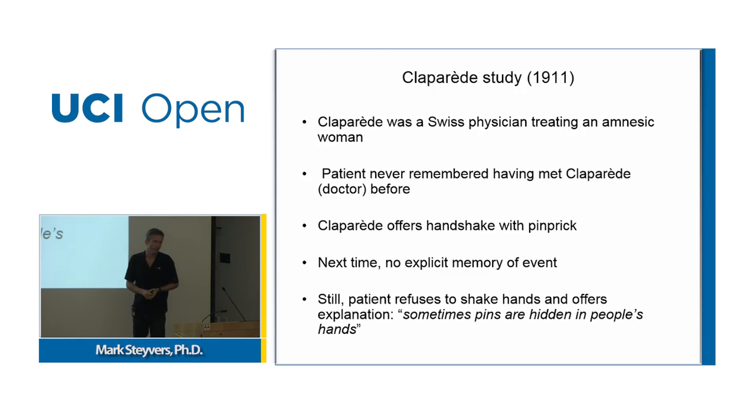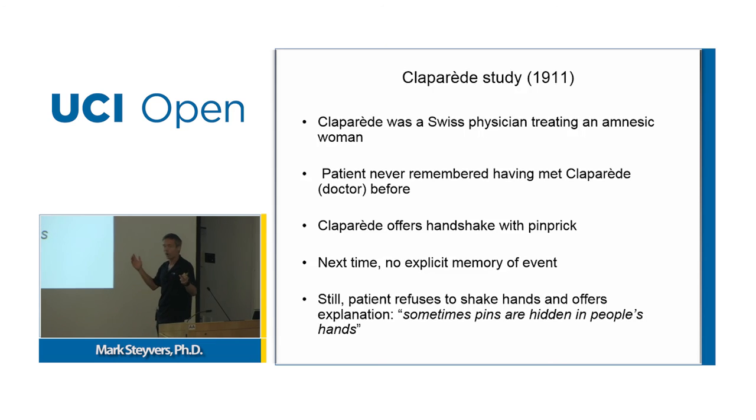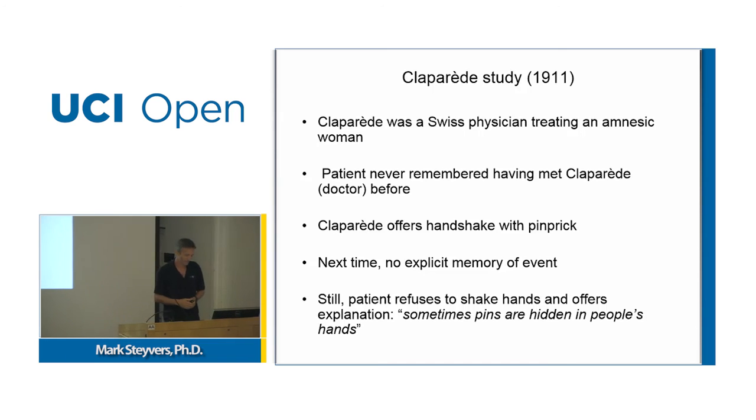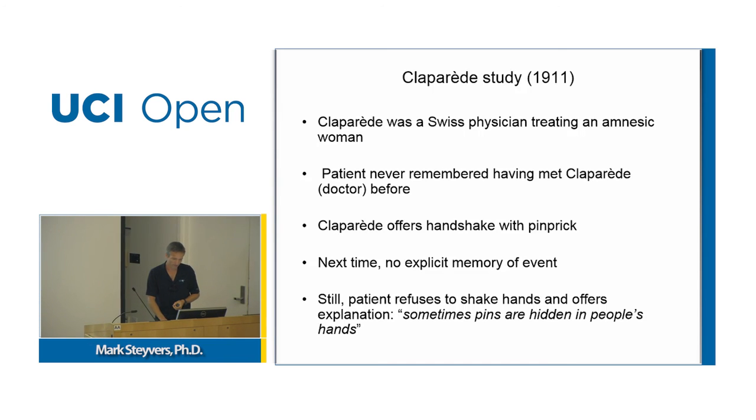So the next time, she has no memory of him. She has no memory of the event. But he again offers his hand, and this time she refuses to shake his hand. And when asked why, she said, well, sometimes pins are hidden in people's hands. So it's somewhere represented in the brain that there was this episode.